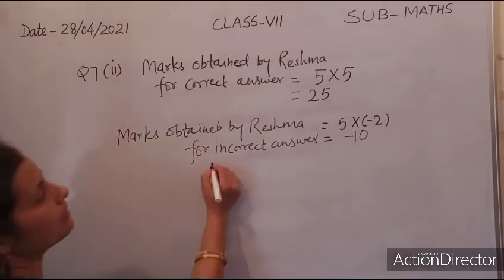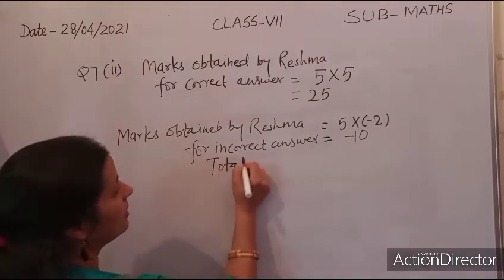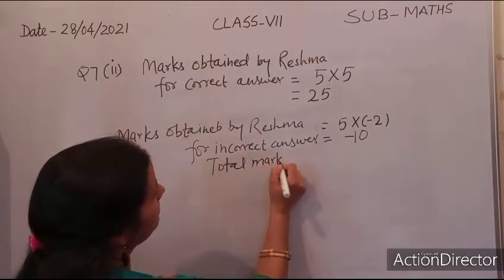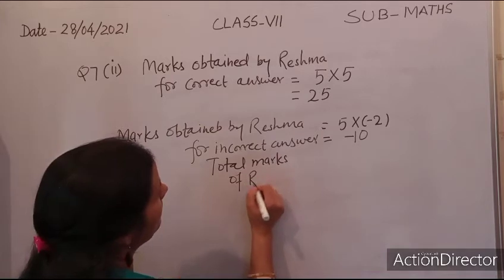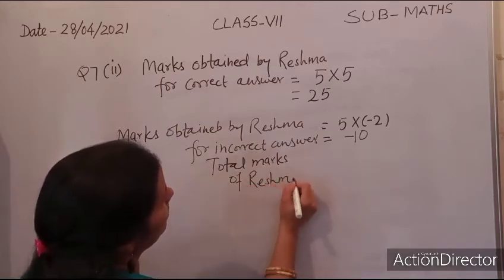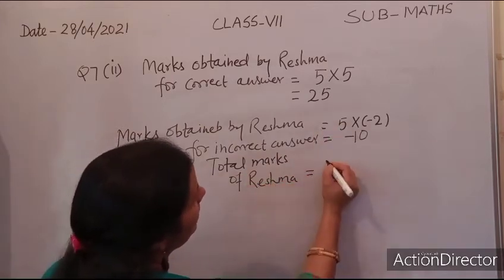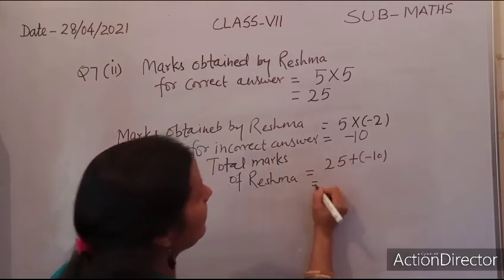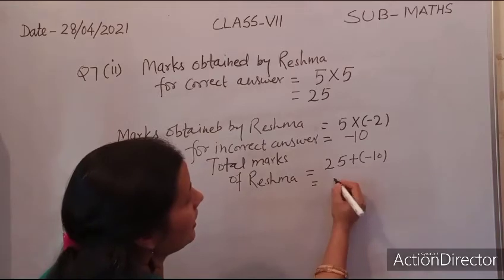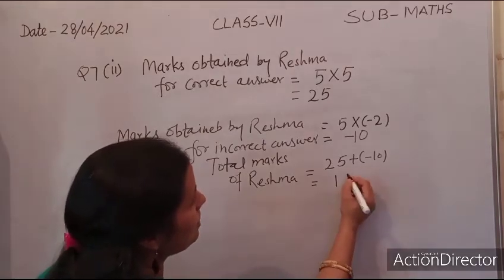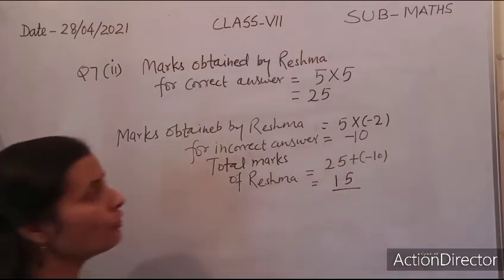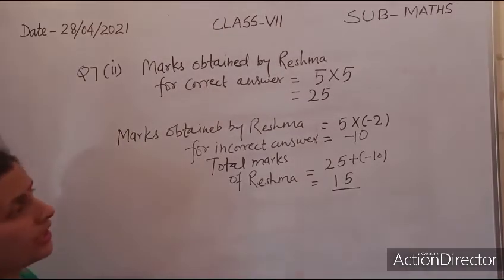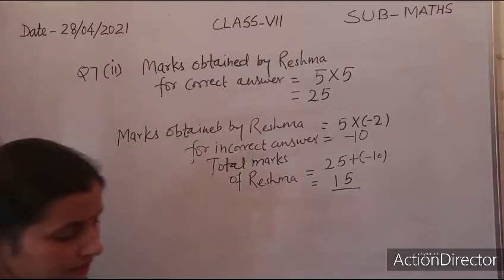Okay. Now, total marks of Reshma. Total marks of Reshma will be 25 plus minus 10. It will become subtracted. 25 minus 10 is 15. She obtained 15 marks. Understood? I hope you understand. Okay. Now we will do part 3.